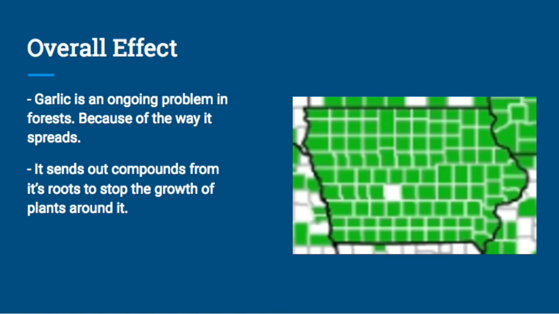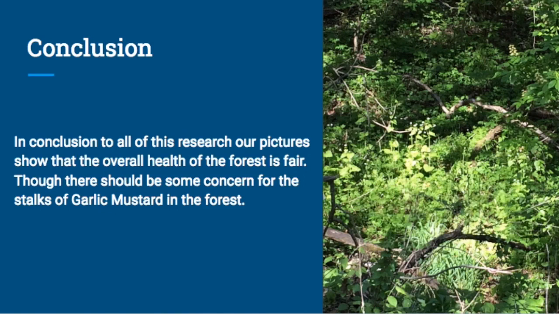So the overall effect of garlic mustard in Iowa is pretty extensive. It is an ongoing problem in mostly all of the counties in Iowa except for one. It is able to expand by sending out compounds from its roots to stop the growth of plants around it through a chemical reaction in which it kills the undergrowth and stunts the growth that it has.